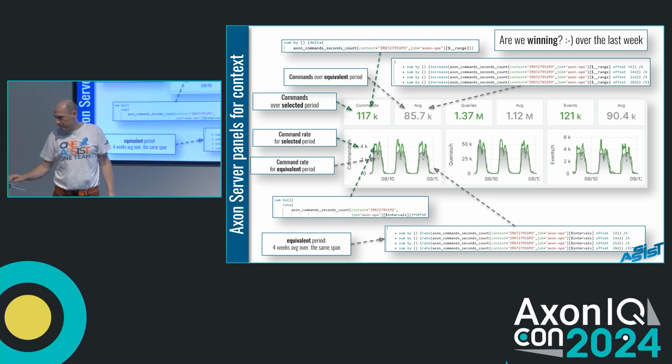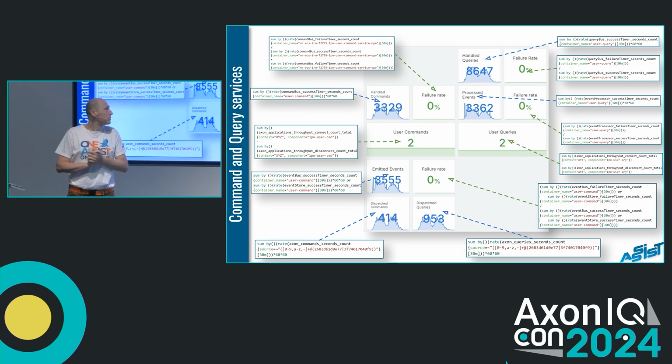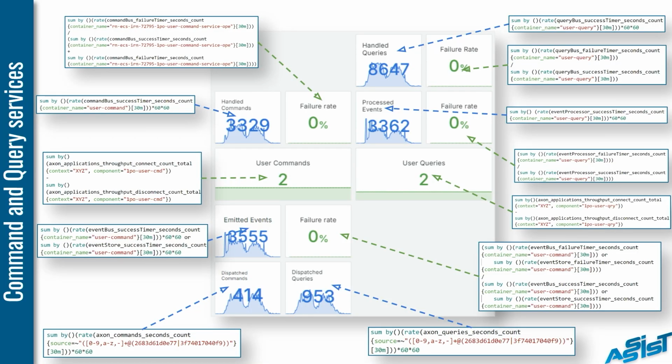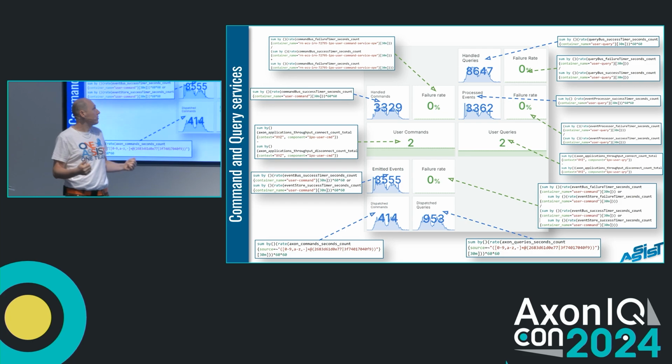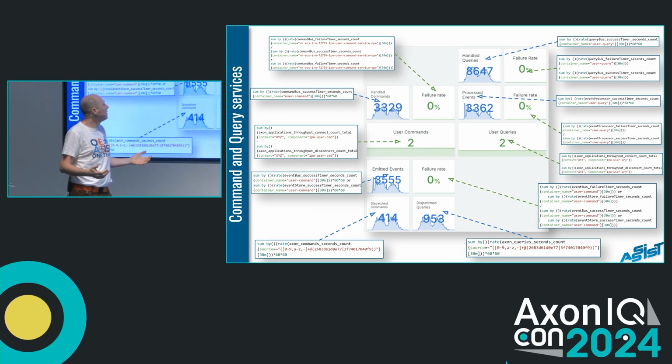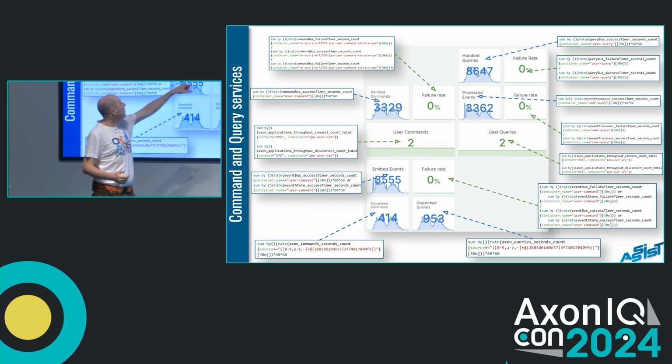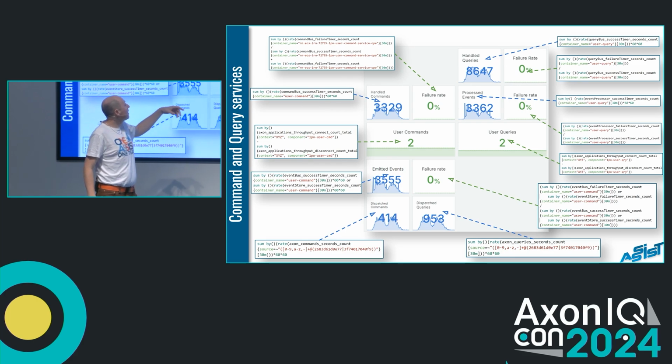Those are the queries. Sorry for that. This is how we measure every service. This one is a query service. And what a query service does is digest events and handle queries. Well, logical. So we see how many queries we handled, how many events we processed, and the equivalent fail rate.